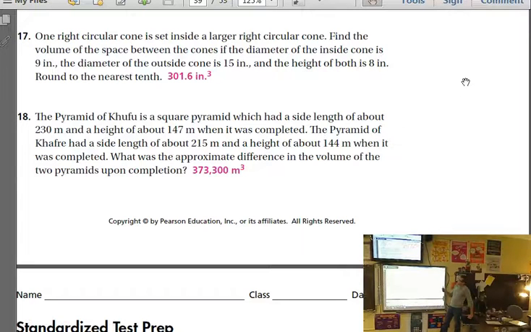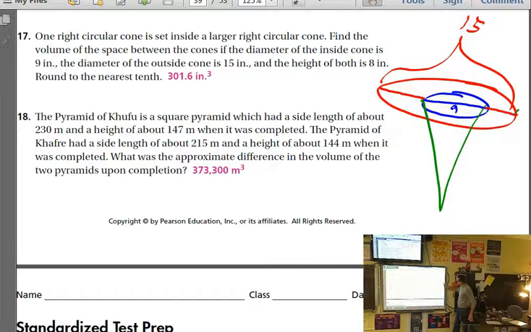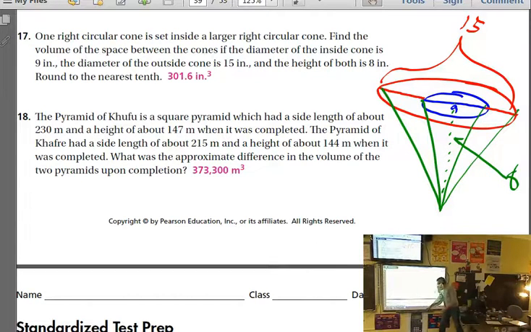One right circular cone is set inside a larger right circular cone. Find the volume of the space between the cones if the diameter of the inside cone is 9 inches and the diameter of the outside cone is 15. The height of both is 8 inches. I could color my blue cone blue and my red cone red, but it doesn't really make it that much easier to visualize, especially because blue's on top of red, and that should not be happening, so it's kind of making my eyes upset. There we go.